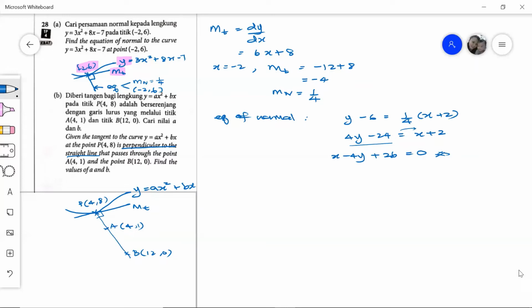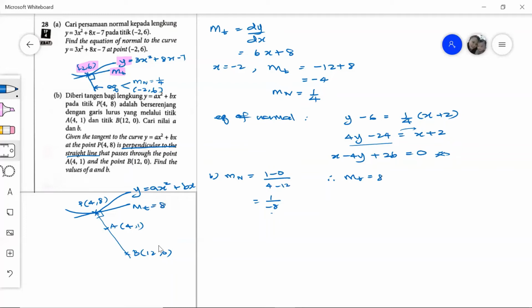So by looking at this diagram that we have just drawn, I can find the gradient of the normal. So part B, the gradient of the normal equals, we use the formula (y2 minus y1) over (x2 minus x1), so (1 minus 0) over (4 minus 12). That will be 1 over -8. And therefore, the gradient of the tangent will be the negative of its reciprocal. So negative of negative is positive. The reciprocal of 1/8 is 8. So we got the gradient of the tangent, which is 8.